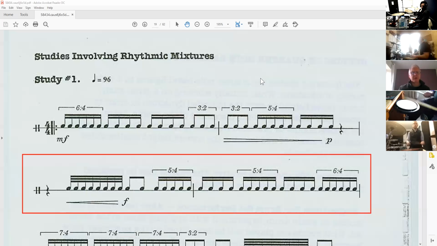1, 2 and the 2 and the 3 and 4 and the go 1 and the 2 and the go 3 and the 4 and the 4 and the 1, 2, 3, 4. 1, 2 and the 2 and the 3 and 4 and the go 1 and the 2 and the go 3 and the 4 and the 4 and the 1, 2, 3, 4. 1, 2 and the 2 and the 3 and 4 and the go 1 and the 2 and the go 3 and the 4 and the 4 and the 1, 3, 4. 1, 2 and the 2 and the 3 and 4 and the go 2 and the 2 and the go 3 and the 4 and the 4 and the 1.